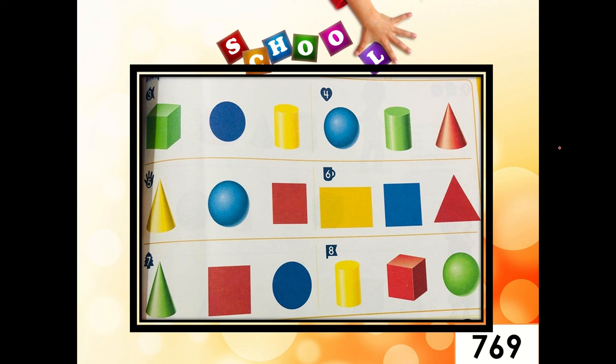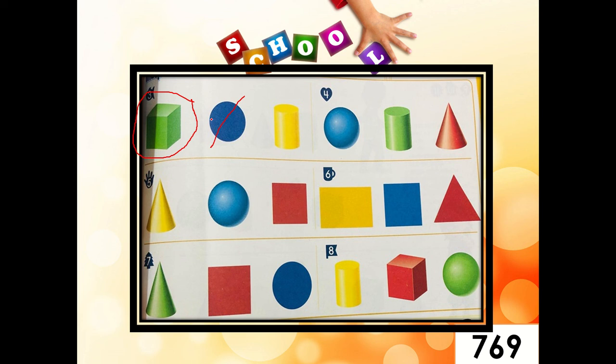Let's have number 3. I am a solid figure. I can stack and slide. I have 6 flat surfaces. What shape am I? Again, I can stack and slide and I have 6 flat surfaces. Yes, you are correct. It's a cube because a cube can stack and can slide. It also has 6 flat surfaces.